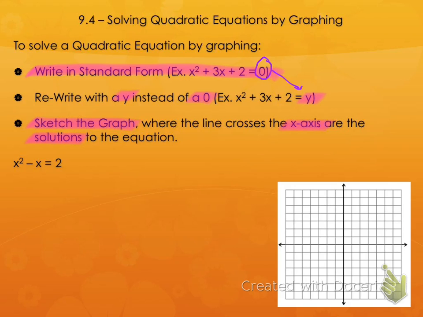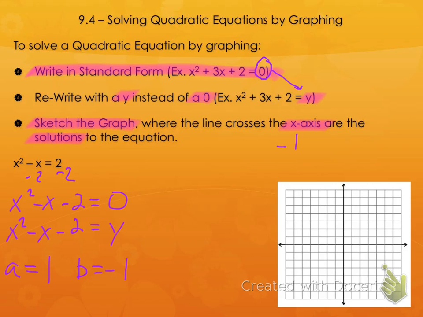So for this first one, the first thing I'm going to do is move everything over to the other side, so I'm going to subtract a 2 from both sides. On the left-hand side, I'll get x squared minus x minus 2. Since none of those are like terms, I can't combine anything together. Then I'm going to change that 0 to a y, so I have an input and an output, and I can graph this.